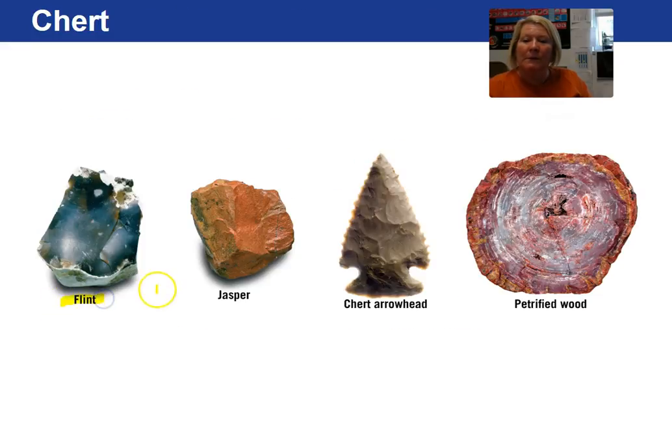Flint is in the first picture. It is dark in color because organics are present in this type of chert. Jasper is red in color. Here is an arrowhead that's made out of chert, and petrified wood is chert as well.